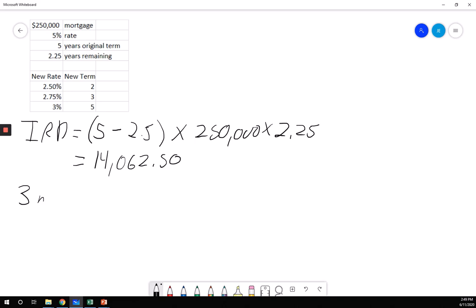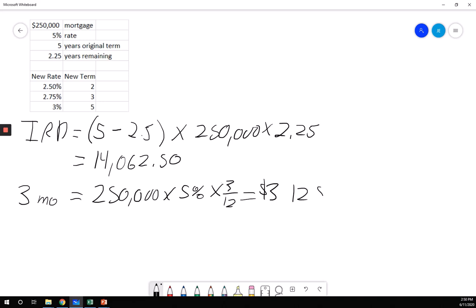We're going to charge the higher of the two. So what would 3 months be? Just the principal times the rate divided by 4, or times 3/12. Get the same answer either way. And we calculate that, we get $3,125. So you see a pretty hefty difference.